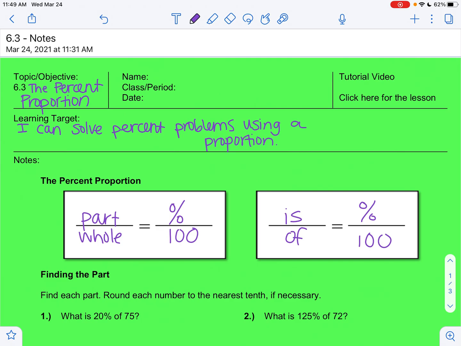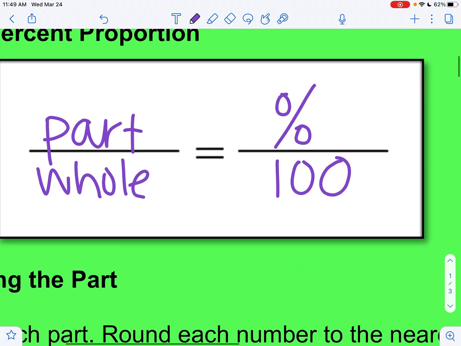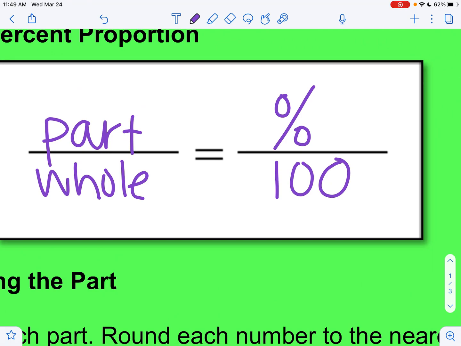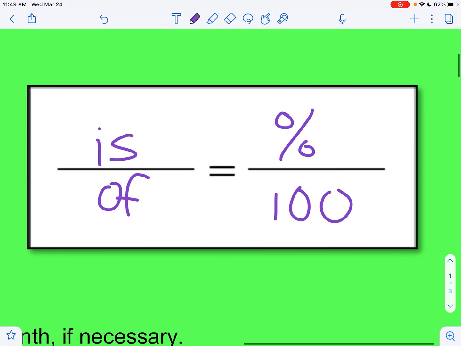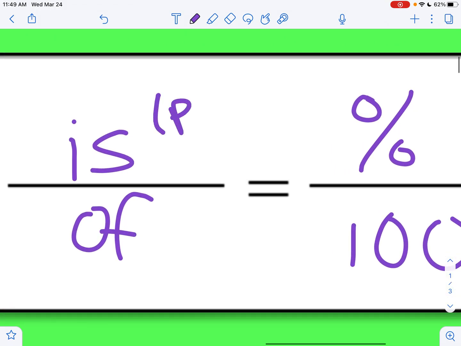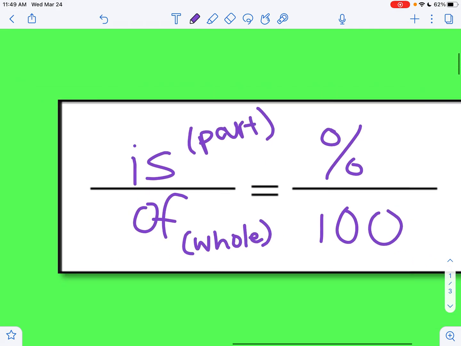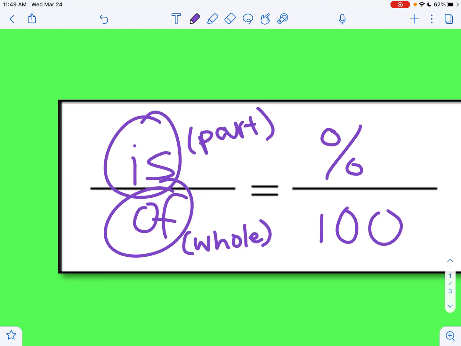Our percent proportion, there's two different ones written here. They both mean the exact same thing. Our first proportion is parts over the whole is equal to the percent out of 100. Now, you probably won't see in a problem, this is the part and this is the whole. What you will see, though, are the words is and of. So is really stands for the parts, and of really stands for the whole. These are the words that you probably will see in a word problem. So just keep that in mind.